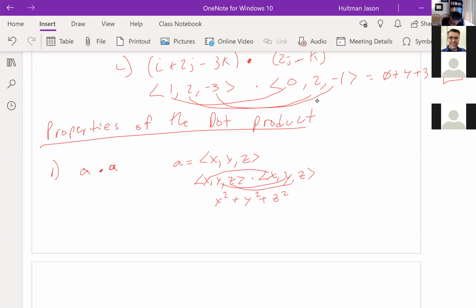If you think about the magnitude of A, how did we get the magnitude of A before? The magnitude of A was the square root of X squared plus Y squared plus Z squared. Oh, okay. But this just doesn't have a square root. So I could square both sides. And this thing ends up being the absolute value of A squared. So that's property 1.